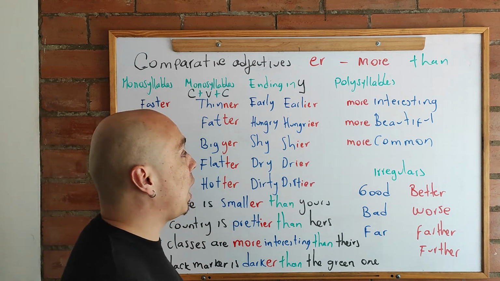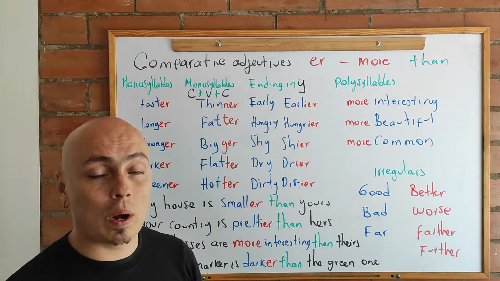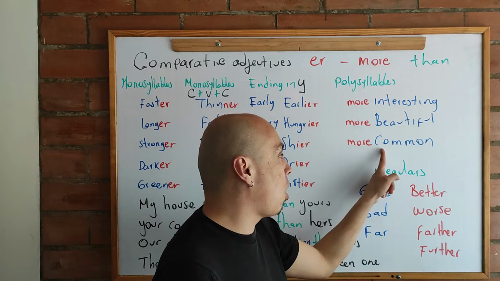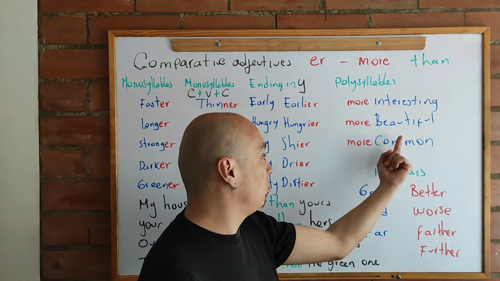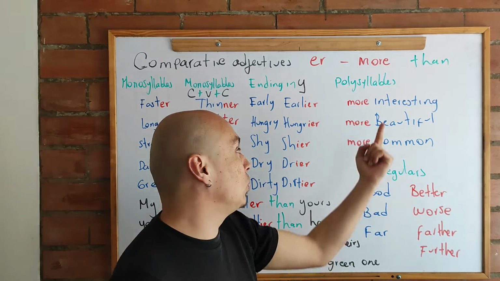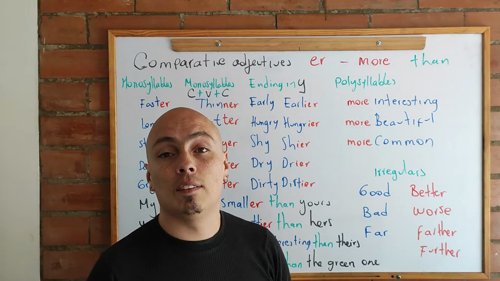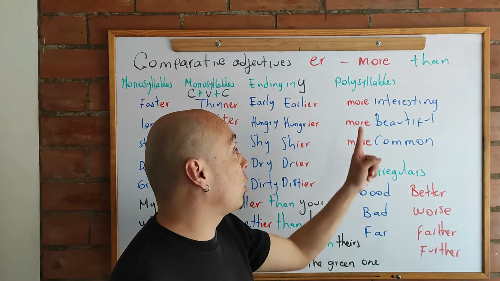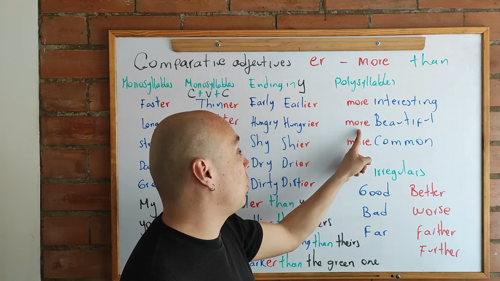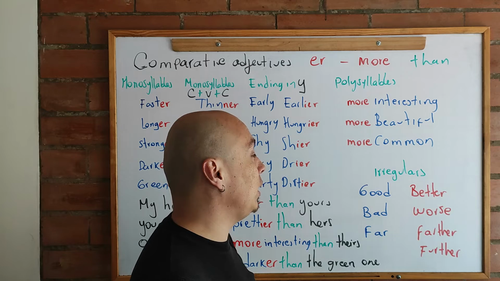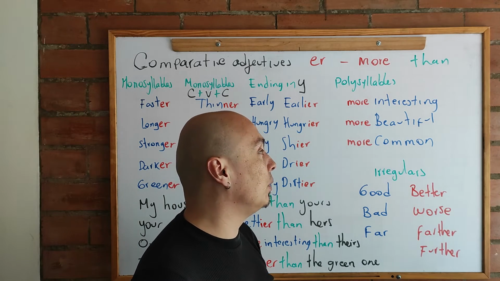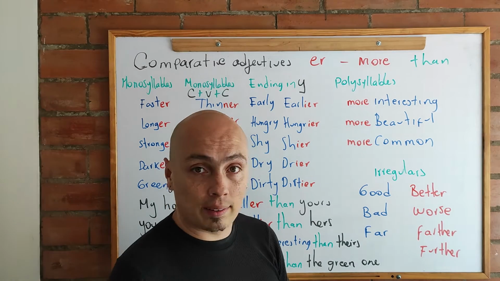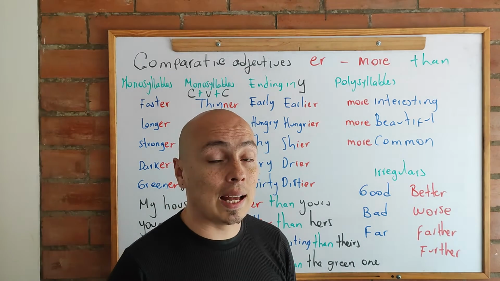Then we have the polysyllables. What does polysyllables mean? They have many syllables. For example, common, 2 syllables. Beautiful, 3 syllables. Interesting, 3 syllables. In that case, we put the word more before the adjective. More interesting, more beautiful, more common. So please, interestinger doesn't exist. Beautifuler doesn't exist. Commoner doesn't exist.